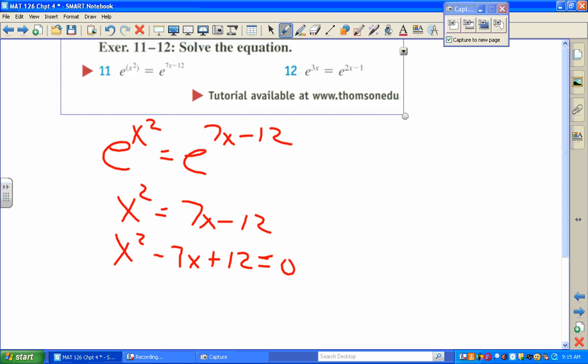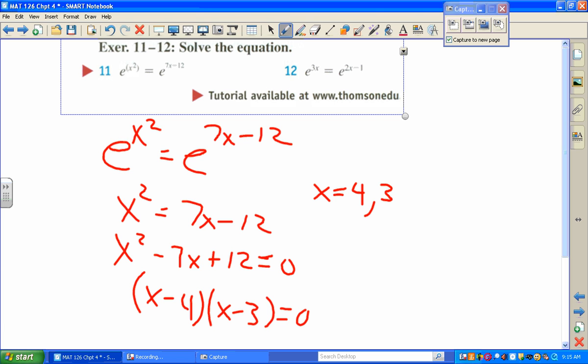You can use the quadratic formula or you can factor it: (x minus 4)(x minus 3). So x equals 4 or 3. Now, having said that, what's the domain of the exponential function? It is all real, so I don't have to worry about any x values putting it in there. It always works. So all these work, and we're in good shape.